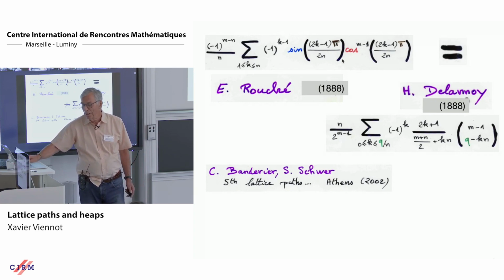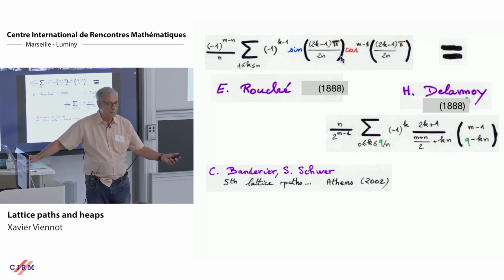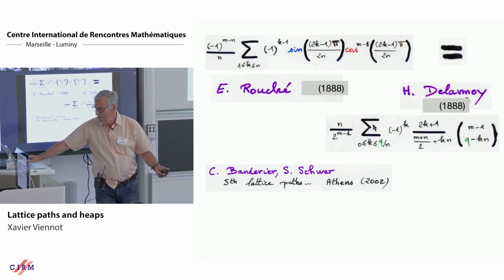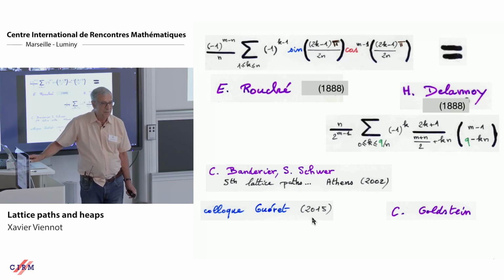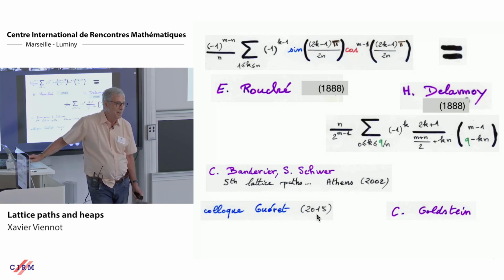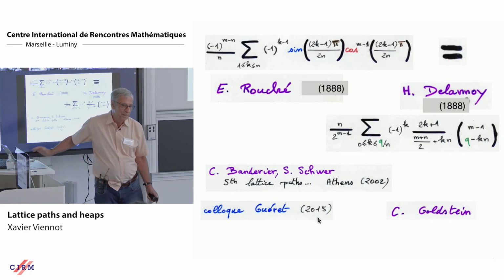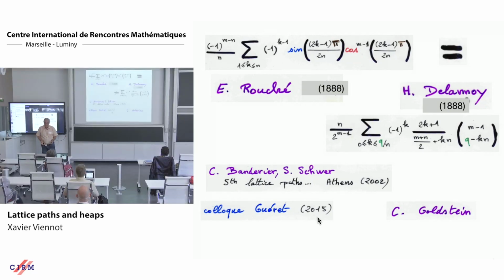But maybe there is a philosophical implication in this, because these are two different philosophies of combinatorics. And I read there was a meeting in Guéret in 2015, because Guéret was the town where Delannoy was living. They organized a meeting, and they found some letters in the family of... and there was some letter of Catalan. And there was a fight between Rouchet, who used generating functions, determinants, everything.